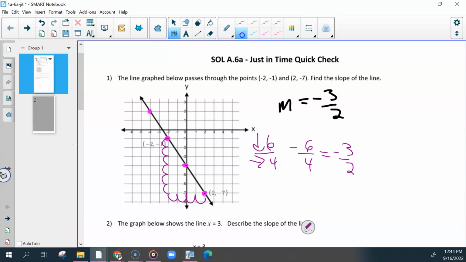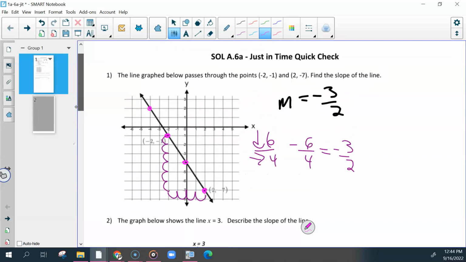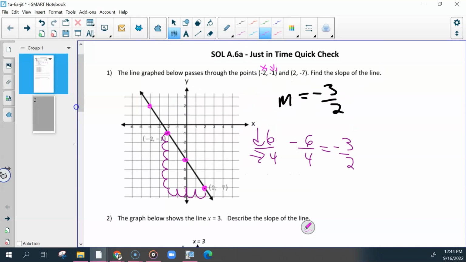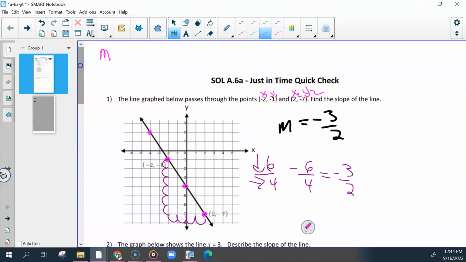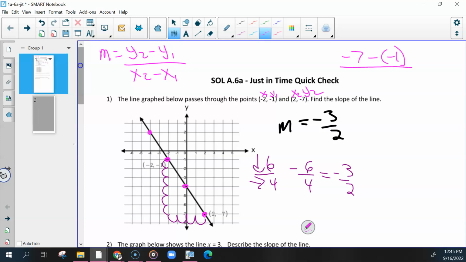Algebraically? Yes, okay. So if we did that, this would be x1, y1, x2, y2. And you would be using your slope formula. M equals y2 minus y1 over x2 minus x1. Putting all of those numbers into that slope formula. So we have negative 7 minus negative 1 all over 2 minus negative 2.